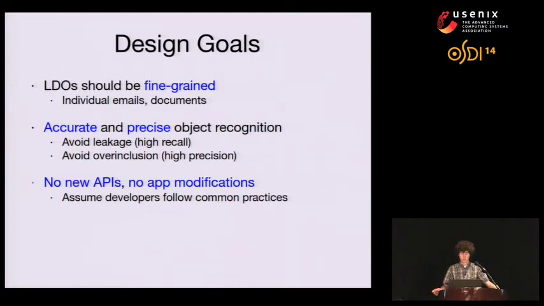And that is, we don't want leakage, which means that if an object should include a particular piece of data or a file, then we should include it in its LDO. This is high recall. And we do not want over-inclusion, which is, if an object should not include a particular piece of data or a file, we do not want to include it in its LDO. This is high precision. And most importantly, we do not want to add any new APIs that the application writer must implement that would reveal the data structure to us. We want to have the operating system discover these structures in unmodified applications.